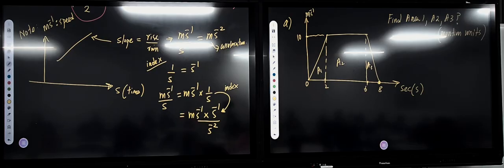That's fine. What is the answer? 30. What is the answer for it? 40.